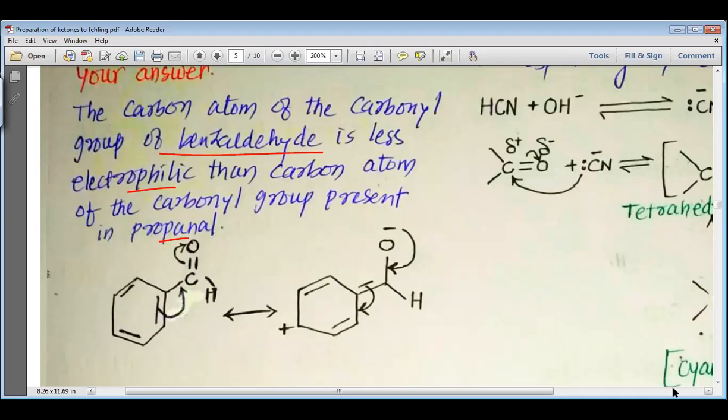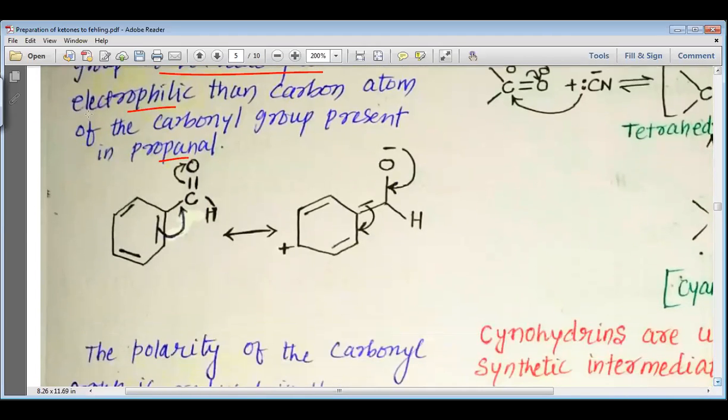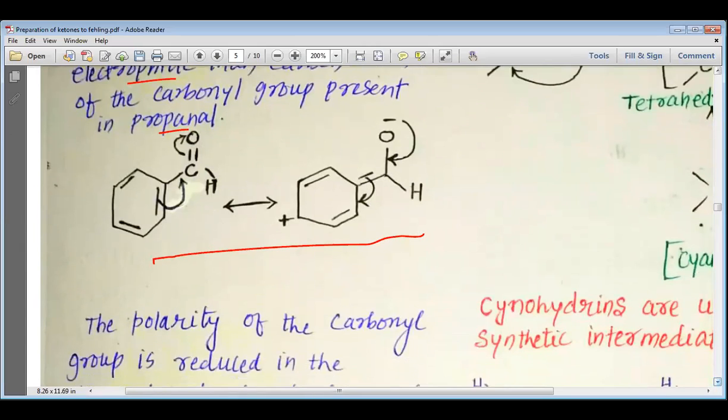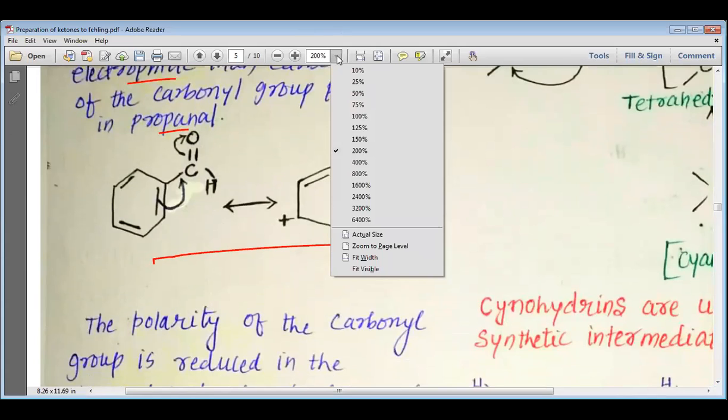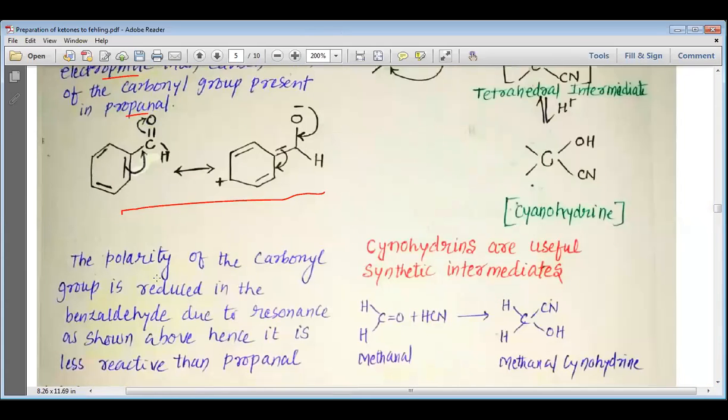You can see here that the carbon atom is bonded to the aryl group, the electron comes here and it turns into the double bond, and you can see that these are the two resonance structures that take place. The polarity of the carbonyl group is reduced in the benzaldehyde due to the resonance as shown above, hence it is less reactive than propanol.